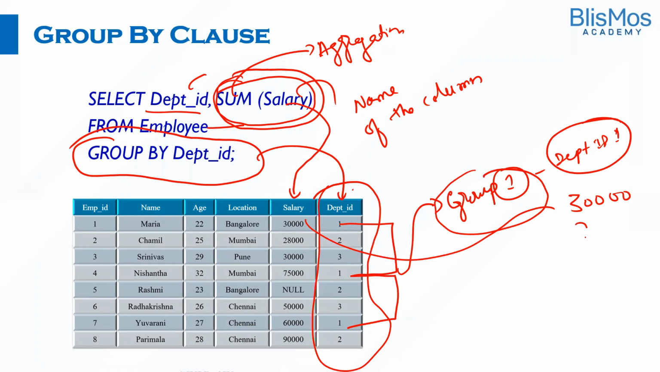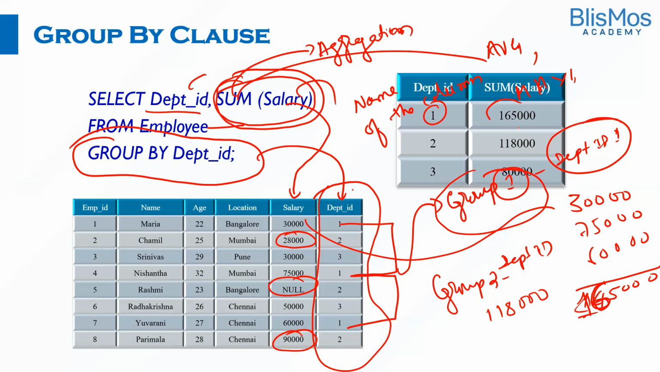Then we have 75,000. Then we have 60,000. So it will add up to 1,65,000, the sum of all the employees in department ID 1. The same iteration will be continued for all the groups. The second group would be department ID 2. What are the salaries there? 28,000 and null and 90,000. So 90 plus 28 is going to be 1,18,000.